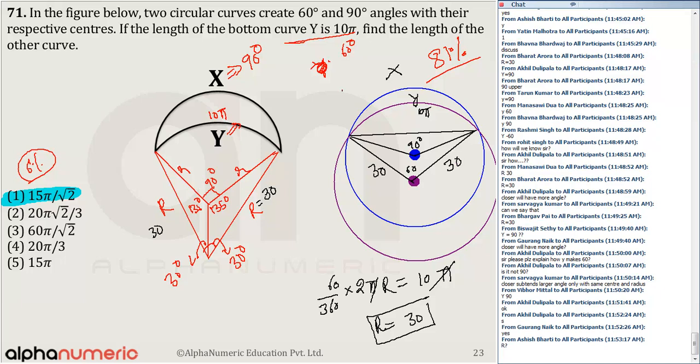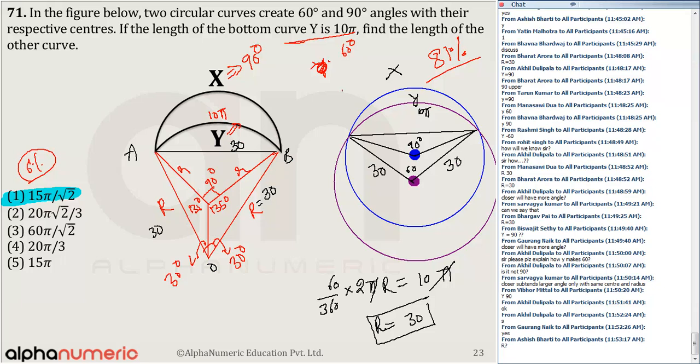ठीक है, सो इफ आई ज्वाइन दिस ऑल्सो, this will be also 30. Let me mark this as point A and B. Why? Because you will get an equilateral triangle. Check kar lo, ye angle 60 degree hai. So if this is 60 degree and if I say this is point O, then OA and OB are equal aur ye angle 60 degree ki hai, so definitely ye equilateral triangle ban jayega. So the length AB is also equal to 30 here.